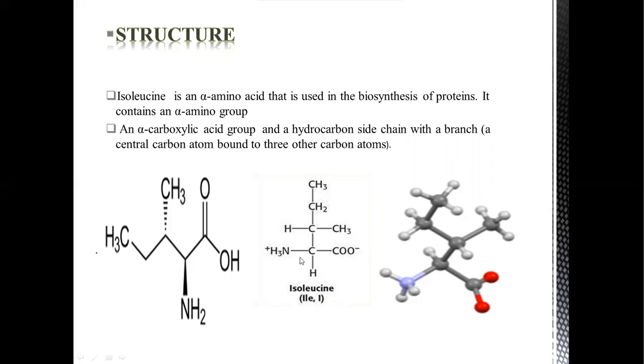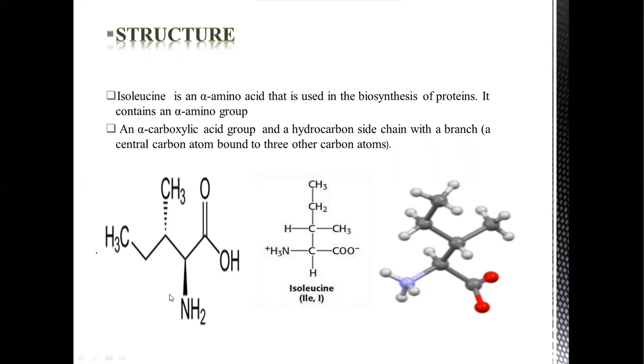This is the amino group which is attached to the alpha carbon, and the alpha carbon is that carbon which is directly attached to the functional groups in an organic compound. The carbon is directly attached to two functional groups, one of them is the amino group and the other is a carboxylic acid. The other is the central carbon, which is attached with a carbon and a hydrocarbon chain. Here is a hydrocarbon chain, and this is a second carbon atom.